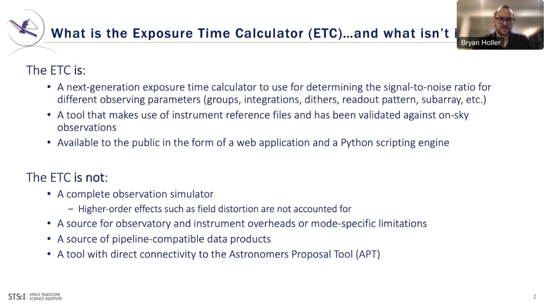And the ETC is also not a tool with direct connectivity to APT. So while you need to take the information from the ETC and put it into APT to complete your proposal, there is no direct connection between the two. We've taken a lot of effort to make sure that nomenclature between the ETC and APT are consistent, but there's no push button to go from one to the other. You have to manually take those values over to APT. All right.